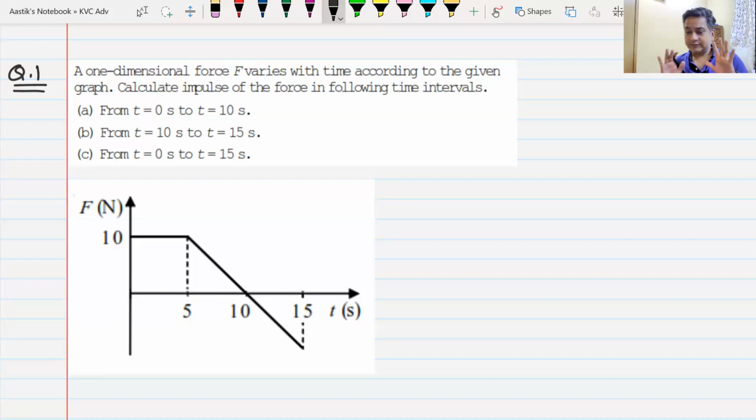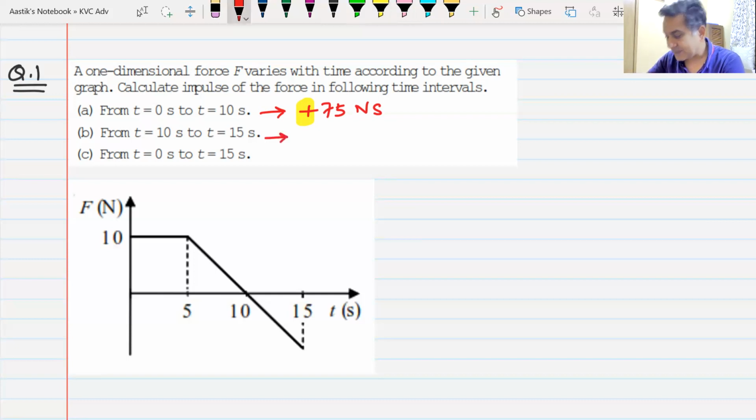Impulse is a vector. So it must have some magnitude, it must have some direction. If you can't tell me direction, you must say positive or negative. Try the answer again. What is the answer for the first one? Plus 75 Newton second. Do we understand this? What does this plus sign indicate? It indicates direction. Do we understand this? Yes, sir.